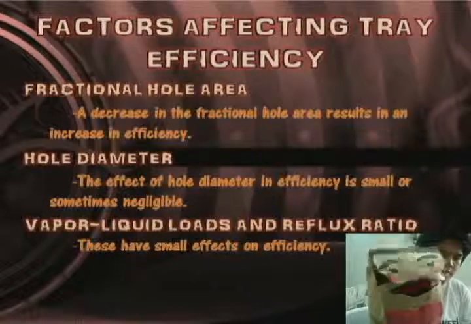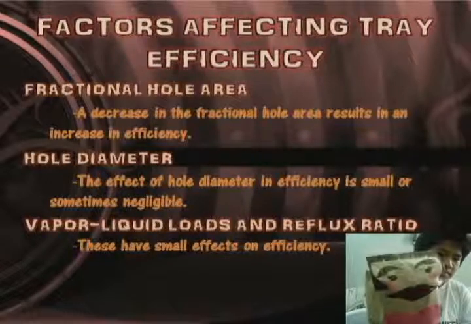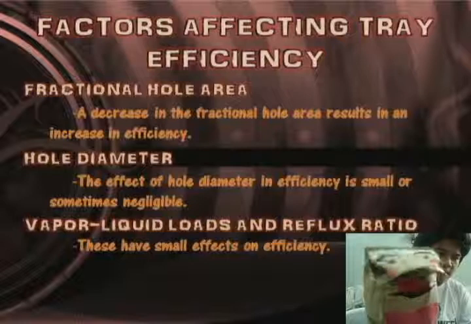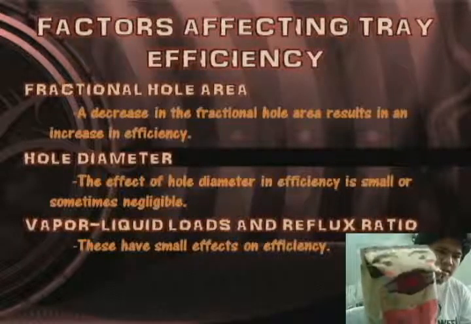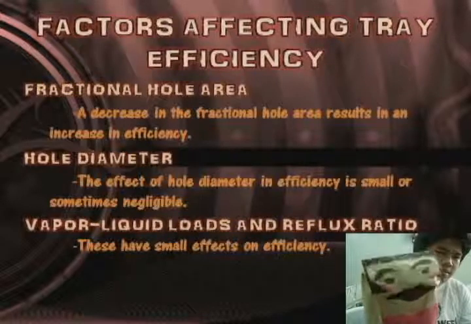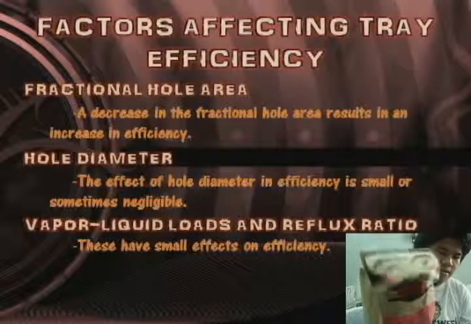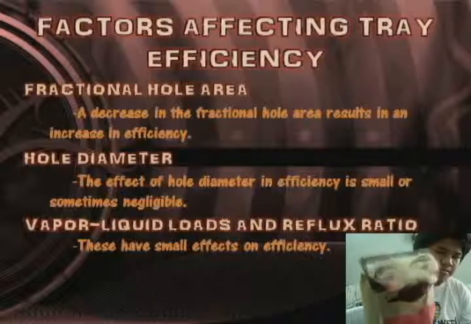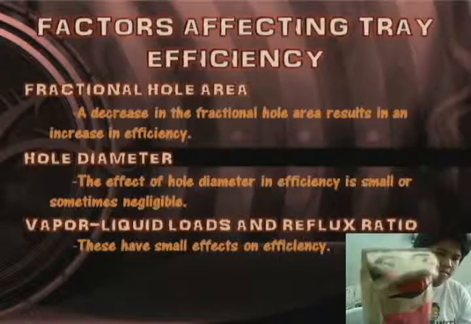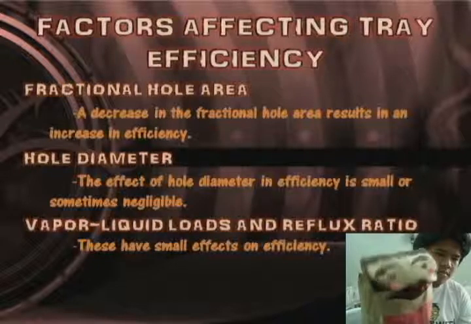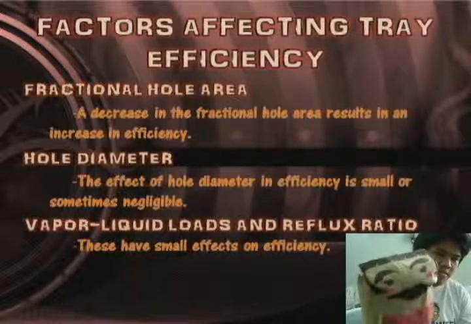The fractional hole area also affects the tray efficiency. A decrease in the fractional hole area results in an increase in efficiency. Next is the hole diameter. The effect of the hole diameter on efficiency is small or sometimes negligible. Vapor-liquid loads and reflux ratio. These things have small effects on efficiency.